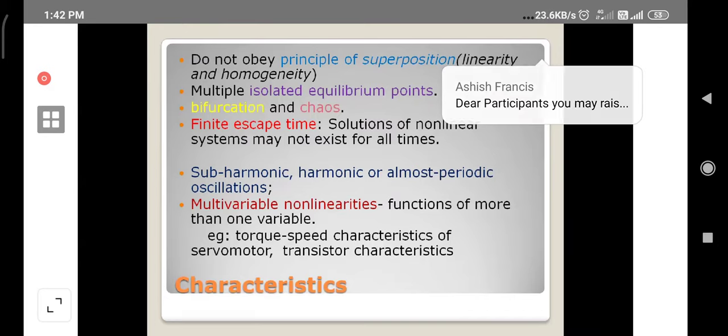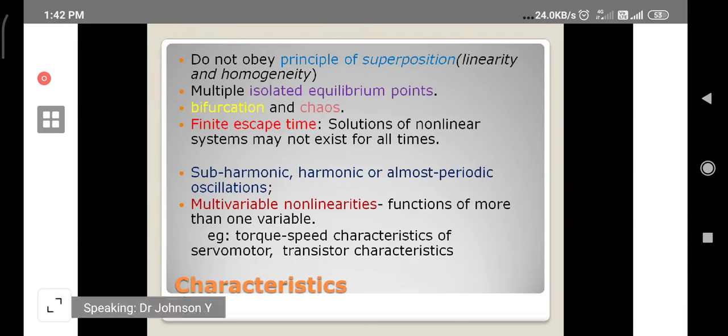Another important thing is that there are multiple isolated equilibrium points in a nonlinear system. An equilibrium point means the point where the derivative becomes zero. The change in the value of the variable will be zero in the nearby region. That particular point is called the equilibrium point. Isolated means that in the nearby points around the equilibrium point, there are no other equilibrium points. Such equilibrium points are isolated equilibrium points, and a number of them are possible in a nonlinear system.